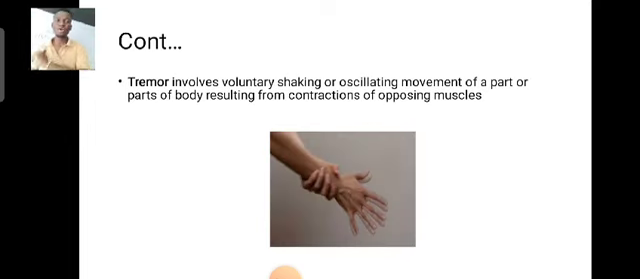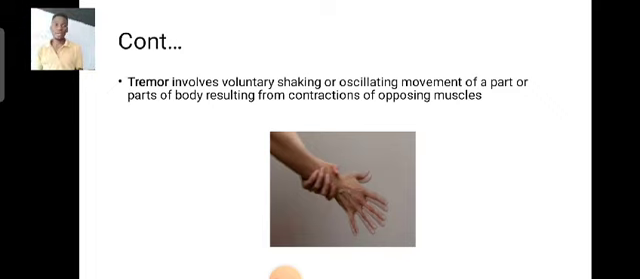Then we are going to talk about tremor. When I move my hand like this, that is tremor. The hand is shaking, which is why we call it shaking palsy. Tremor is an oscillatory movement of a part of the body, it can be a hand, an arm, or the whole body. Those are the 4 cardinal features of Parkinsonism.